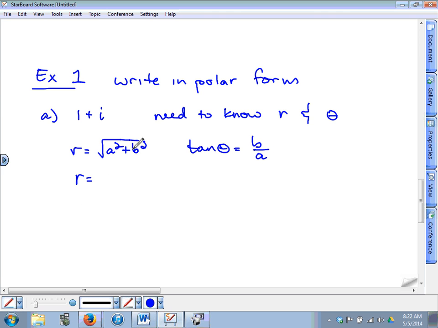You've got to be careful here though. What is b? b is really a 1. b is the coefficient of i, and there isn't one that appears there, but there's really a 1. So a equals 1, and b equals 1. 1 squared plus 1 squared is 2, so r equals the square root of 2.